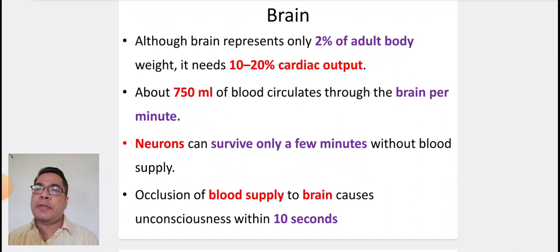Although brain represents only about 10% of adult body weight, it needs 10 to 20% cardiac output. About 750 ml of blood circulates through the brain per minute. Neurons can survive only a few minutes without blood supply. Occlusion of blood supply to brain causes unconsciousness within 10 seconds.